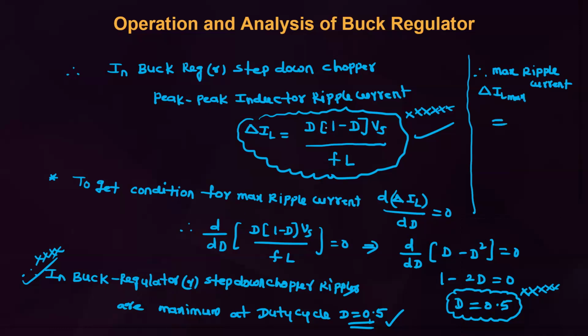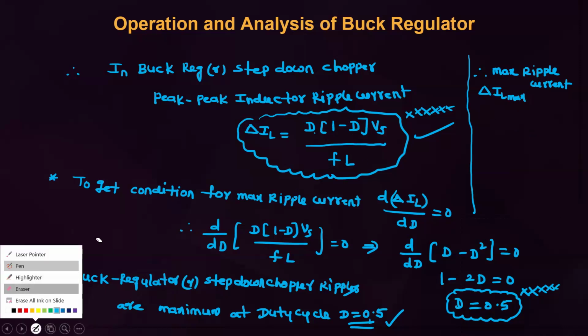Substitute D equal to 0.5 here, friends. 0.5 times 0.5 is 0.25, and 0.25 is 1 by 4. That is Vs by 4FL. What is the value of maximum ripple current? The value of maximum ripple current equal to Vs by 4FL. How did I get this?